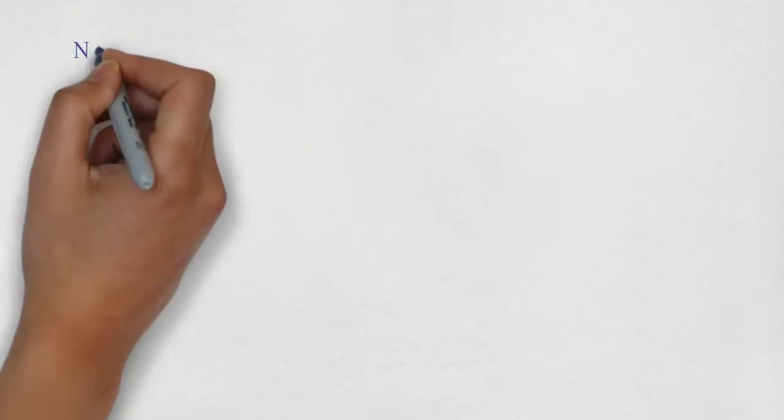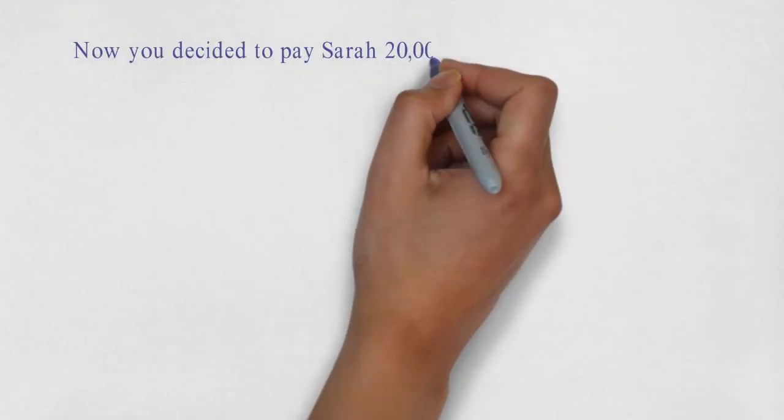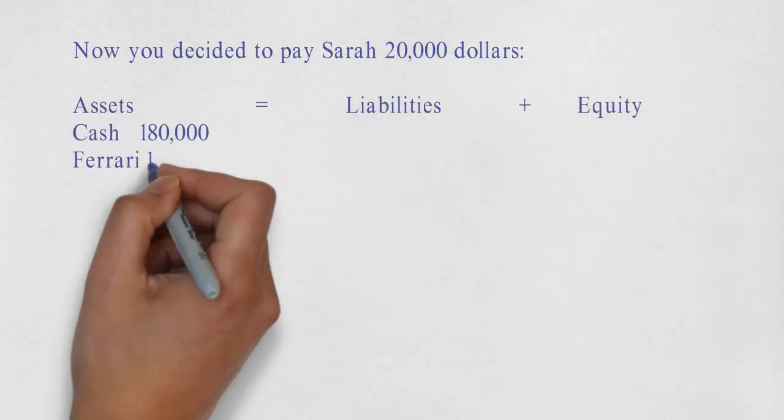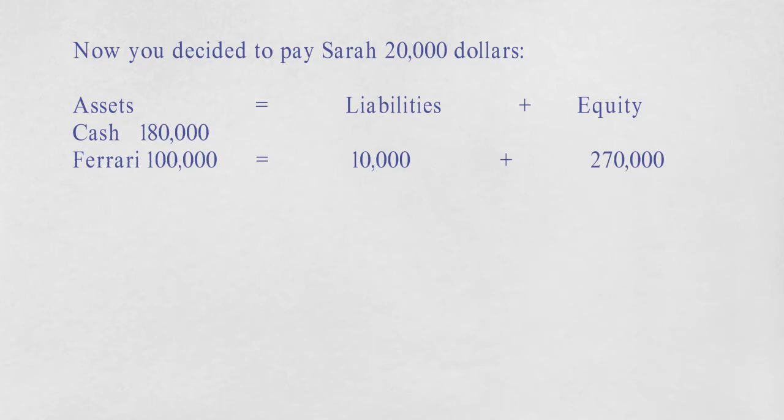Now you decided to pay Sarah $20,000. Look what happens to your balance sheet. Now your cash drops by $20,000, so it goes from $200,000 to $180,000, and your liabilities drop from $30,000 to $10,000. Your Ferrari is still the same and your equity is still the same, and check the formula, it still balances.